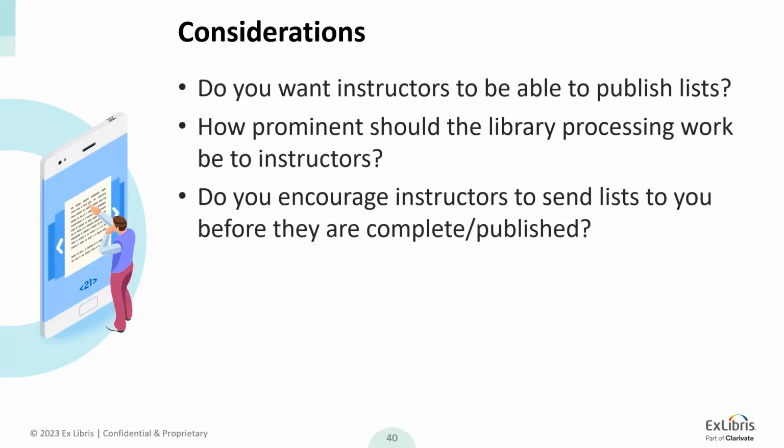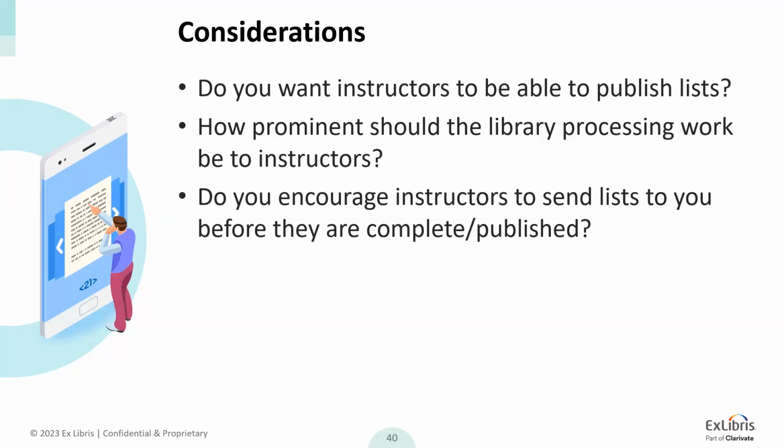This slide here is, if you're not sure which option is right for you, some things to think about. I think I already kind of addressed this earlier, but do you want instructors to be able to publish lists? If the answer to that is no, then it should be very clear that you have an option for that. How prominent is that library processing work? If you do want to be sitting quietly behind the scenes, you can do that. Do you encourage them today to send lists to you before they're done, like to send them to you in stages as they're working, but before they're published? In this case, option 2 may be a good fit for you. So this is just something to think about if you're not very clear which option is the best fit for you.